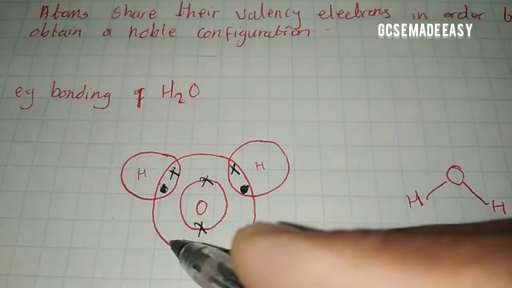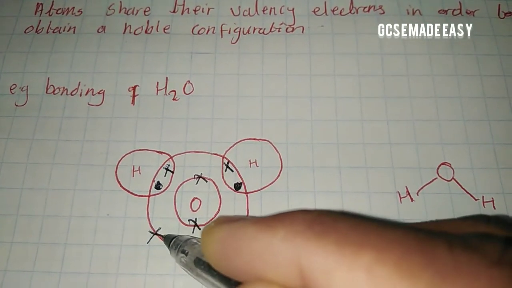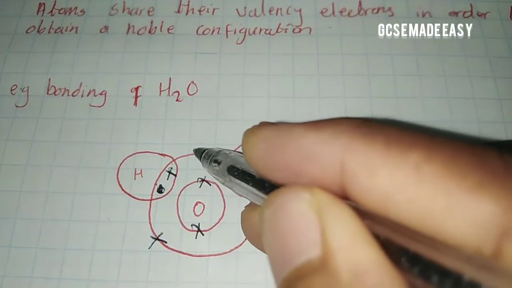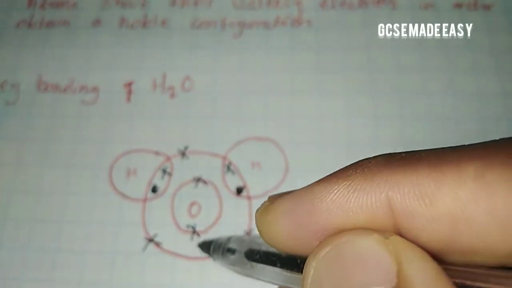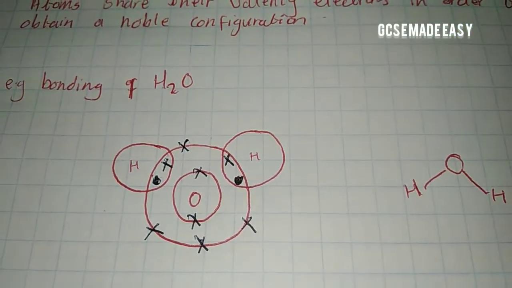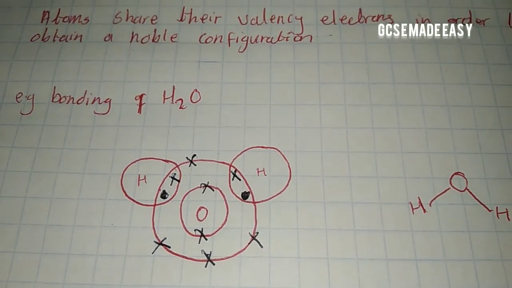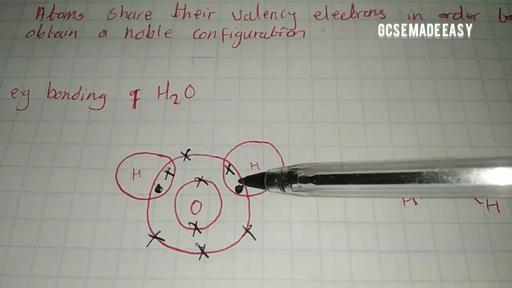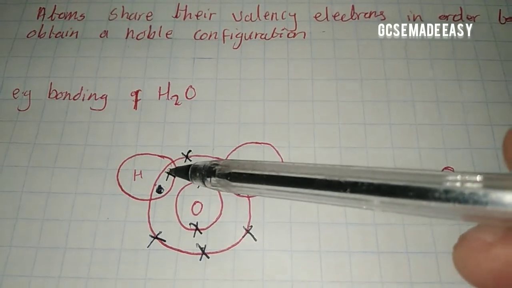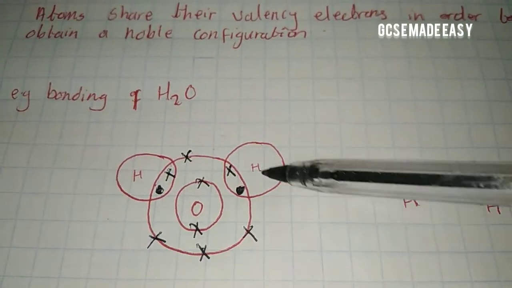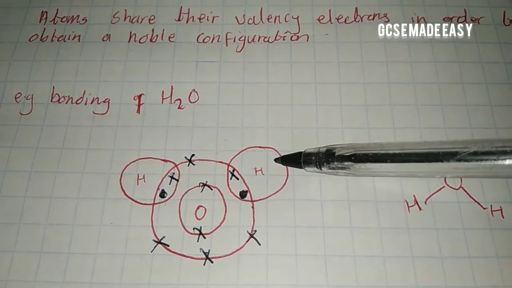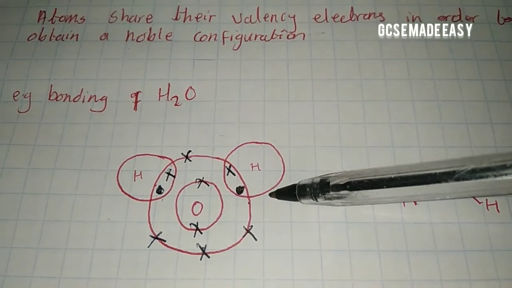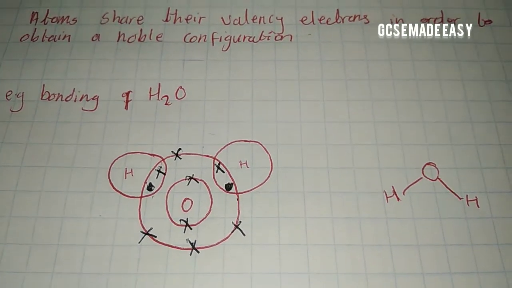This simply means that now we can fill in the remaining electrons for oxygen. If we count the total number of electrons in the valence shell of oxygen, we have 1, 2, 3, 4, 5, 6, 7, 8. This tells us that oxygen has a noble configuration. The same thing if we count for hydrogen: 1, 2. That tells us that hydrogen also now has a noble configuration.